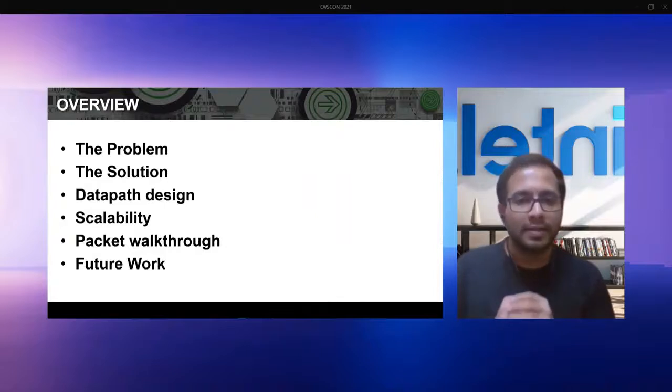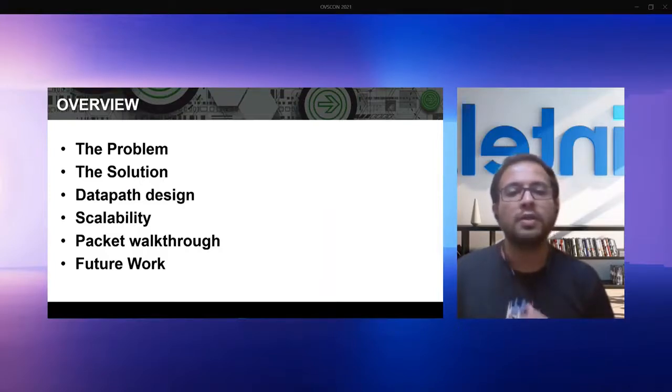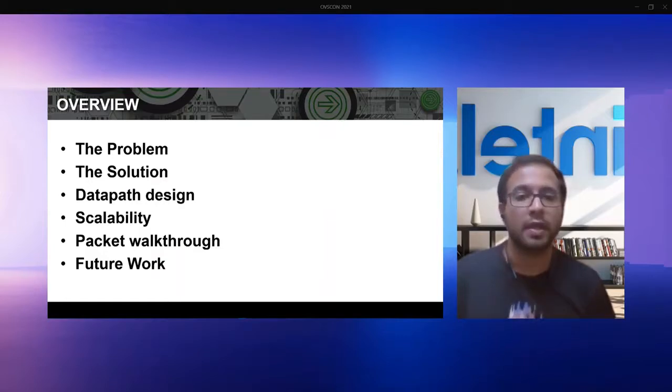So let's see a bit in detail of what we will discuss today. First, we look at the problem at hand, where the bottleneck is today, and discuss how DMA acceleration can help us solve this problem. Later, we will discuss how the OVS data path can be improved to make use of this DMA acceleration and how to make it scalable. In the end, we'll do a full packet walkthrough showing how the packets move from the NIC to the VM and back with DMA acceleration.